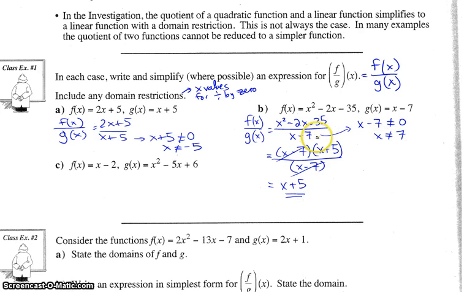To find the domain restrictions, you set the denominator equal to 0 because you can't divide by 0. Solve that, add 7 to the other side, and we have x cannot equal 7 for our domain restrictions.